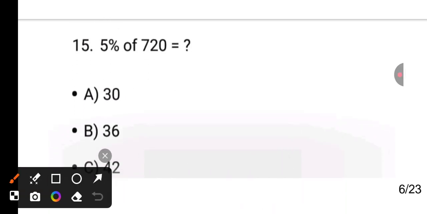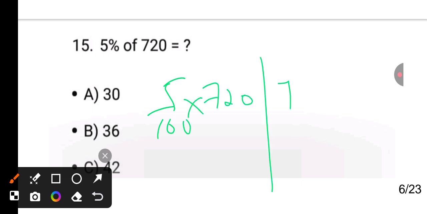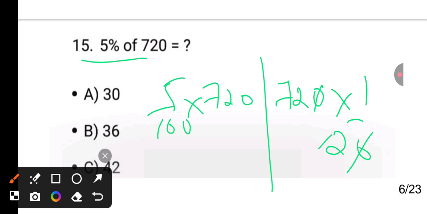Next, again the basic method is 5 by 100 into 720. It is a basic method. In shortcut, how to calculate? 720 into 5% fraction value, which is 1 by 20. 1 by 20. It is 36.